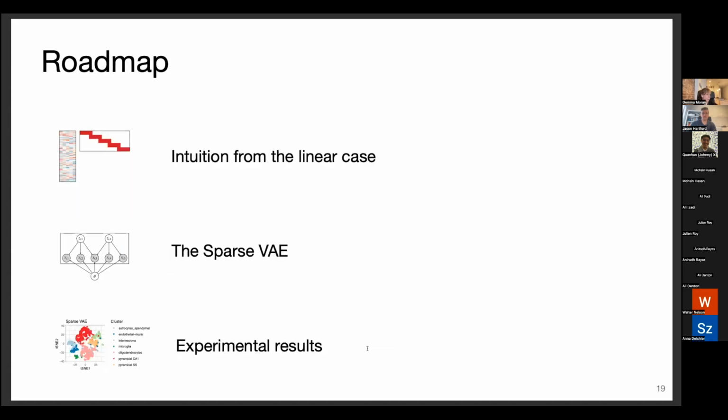So just as a roadmap for the rest of my talk, I'll first provide some intuition from the linear case to show how sparsity is important there and how we can leverage it in the nonlinear deep generative model case. I'll then introduce our model and our identifiability results, and then discuss some of our experimental results as well.